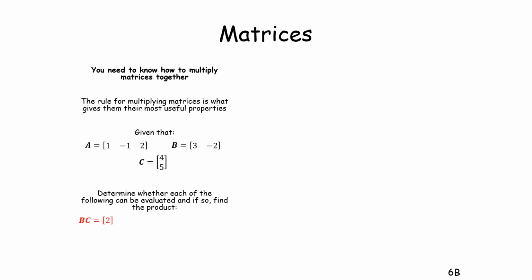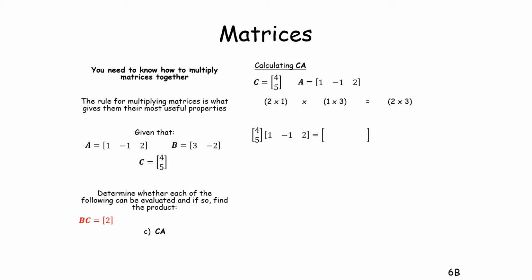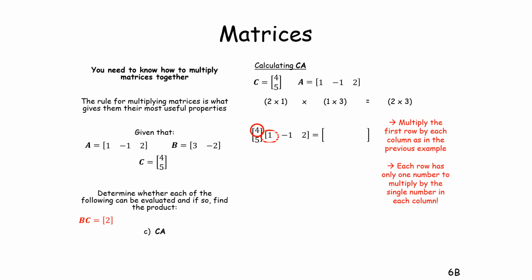Okay, so now C times A. So we've got 2 by 1 and we've got 1 by 3. So the row and the column are the same size, so that will work. We're going to get a 2 by 3. So we do row times column for the first one. Second one, row times second column. And the third one, row times the third column.